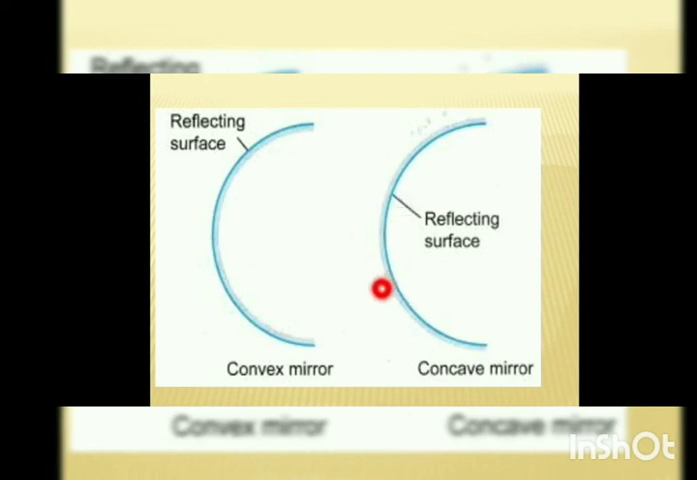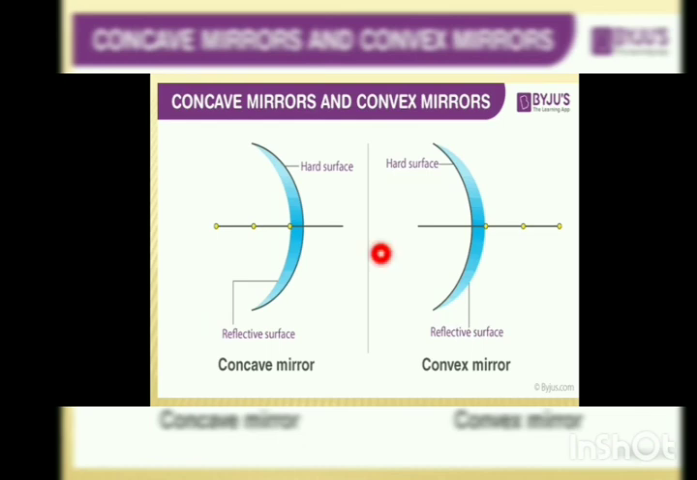So what is the difference? In the convex mirror, the reflecting surface is outward. In the concave mirror, the reflecting surface is inwards, in the interior of the mirror. Again, this also represents a concave and a convex mirror. So what is a concave mirror? Here, this hard surface is not a reflecting one. The reflecting surface is curved inwards. So this is a concave mirror, and this is a convex mirror.